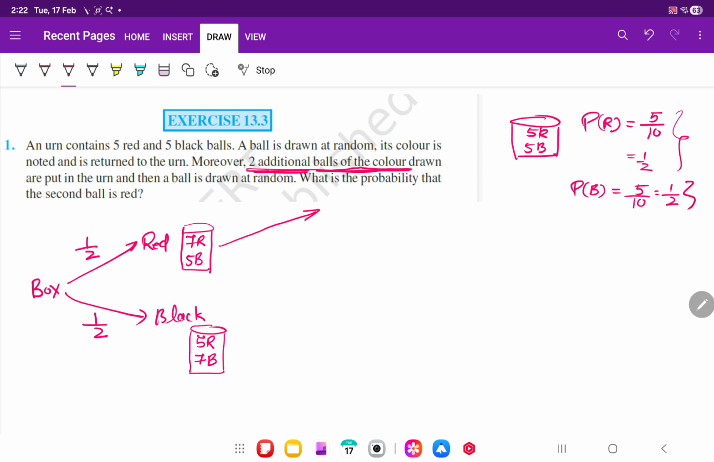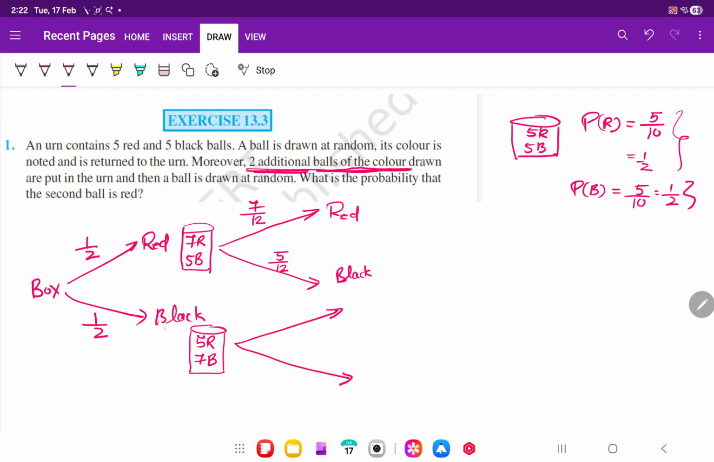So let us see what is the probability now if he pulls one ball and it is red. So it will be 7 out of 12. Correct? Total balls are 7 plus 5, which is 12. So 7 out of 12. What is the probability that it is black? 5 by 12. Correct?